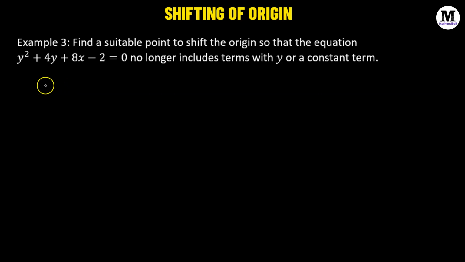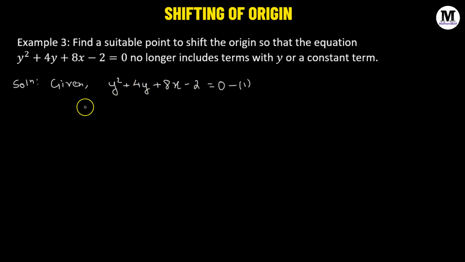So here we have to find a suitable point to shift the origin so that the equation given by y squared plus 4y plus 8x minus 2 equals 0 no longer includes terms with y or a constant term. So here let's start with the given equation. We are provided with y squared plus 4y plus 8x minus 2 equals 0. So this equation is given to us.